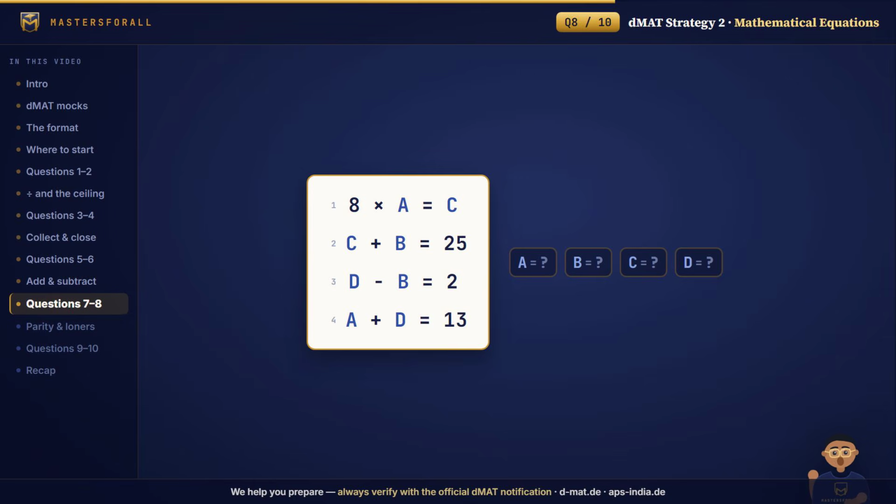Question 8. There are only two possible starting points in this entire system. Find A, B, C, and D.